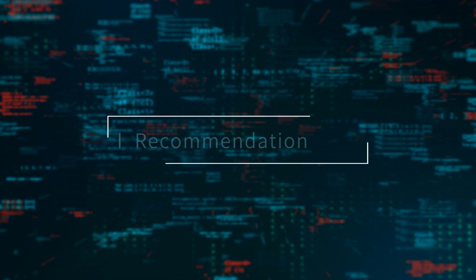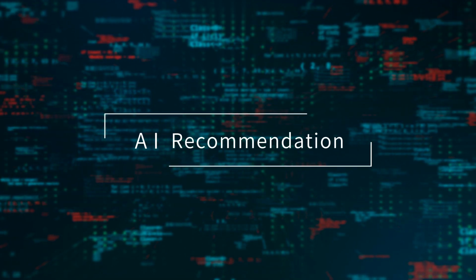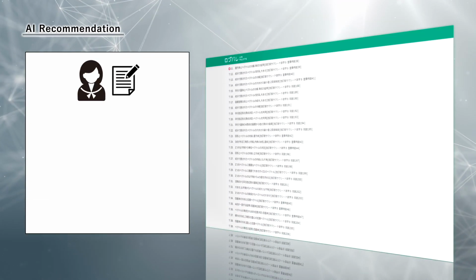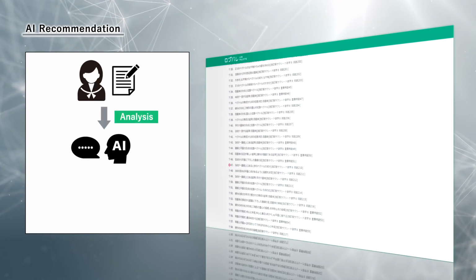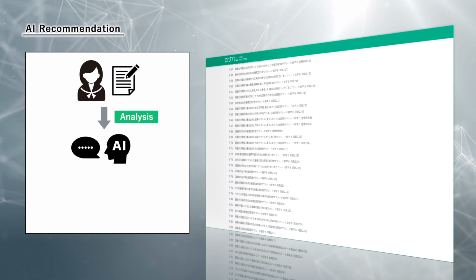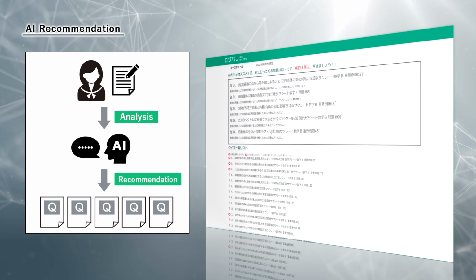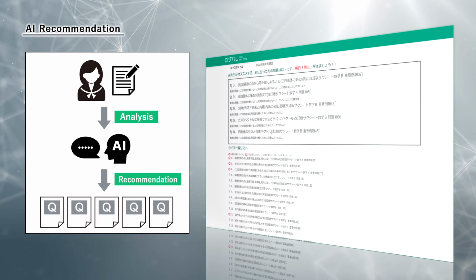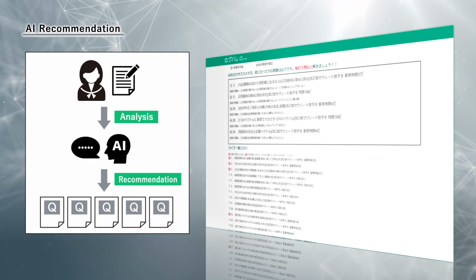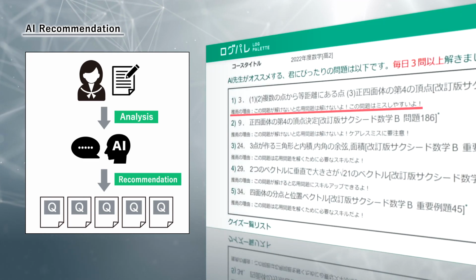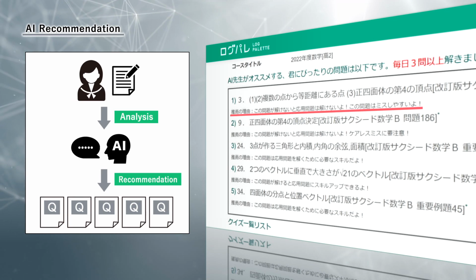The sixth function is AI recommendation. AI recommendation analyzes the student's answer history, and AI estimates each student's level of learning comprehension and recommends the best and optimal questions for the learner. Furthermore, the system does not simply recommend 5 questions, but explains the reasons for the recommendation so the learner is convinced and can solve the questions.